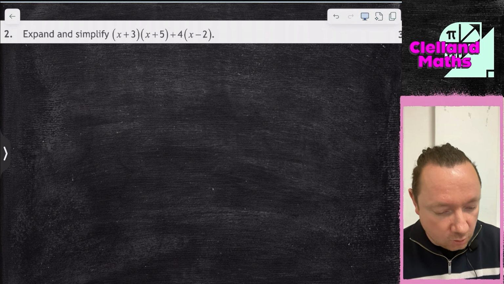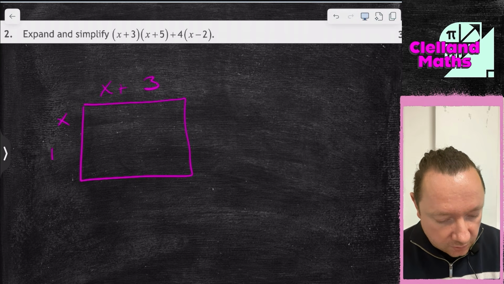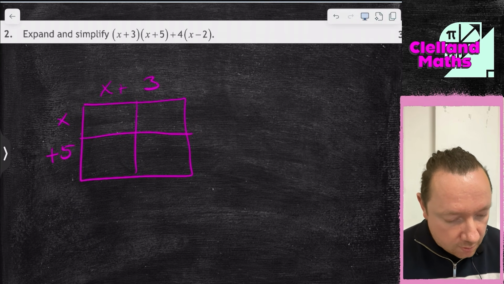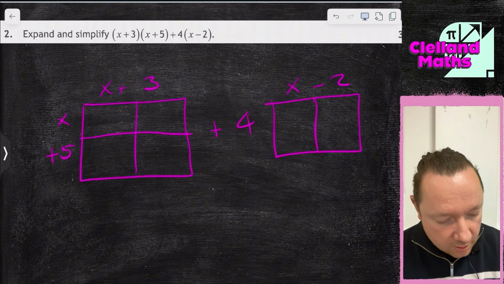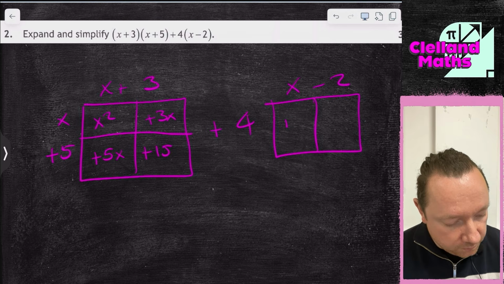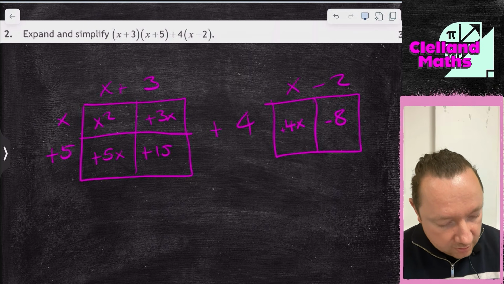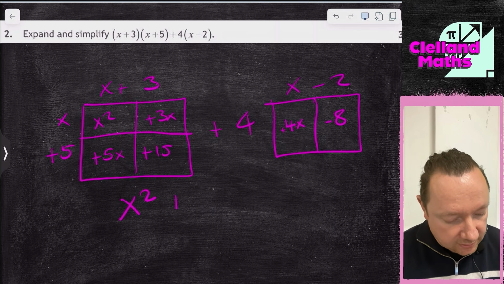SQA National 5 Maths 2025, paper 1 question 2. Expand and simplify. So I always use grids for this, so I'm not going to change that now. (x + 3)(x + 5) + 4(x - 2). So that's x squared plus 3x plus 5x plus 15, plus 4x, and that's a plus, and then 4 times minus 2 is minus 8. So I've got x squared, and then 12 x's. And then the number parts, 15 take away 8 is 7, so it's plus 7.